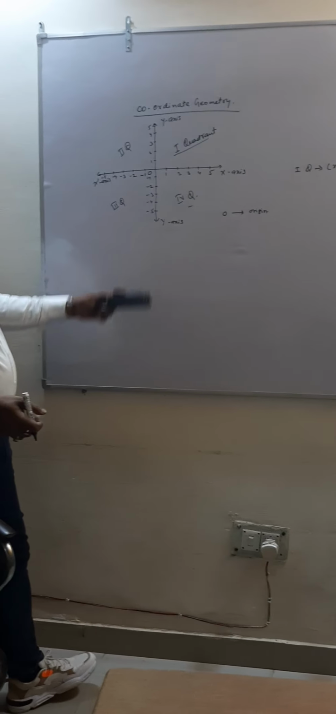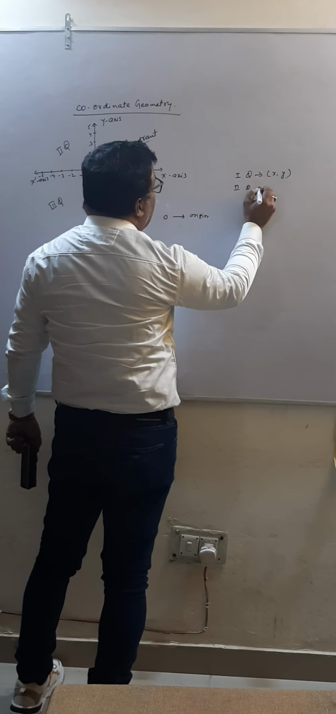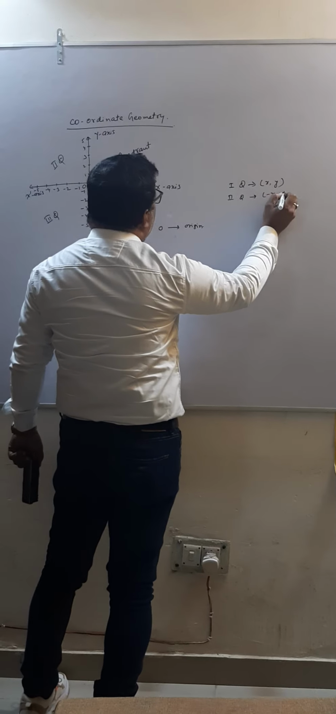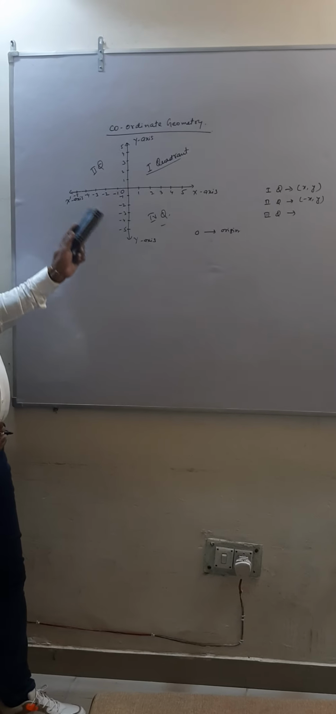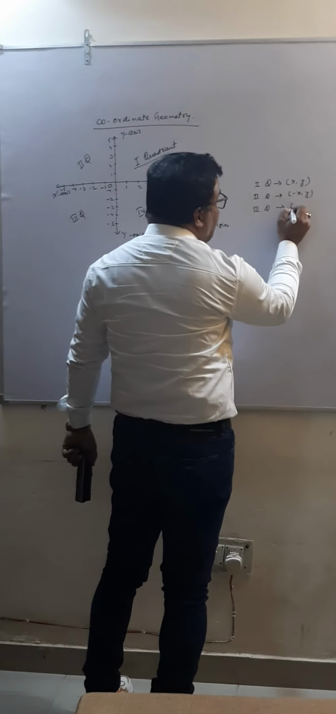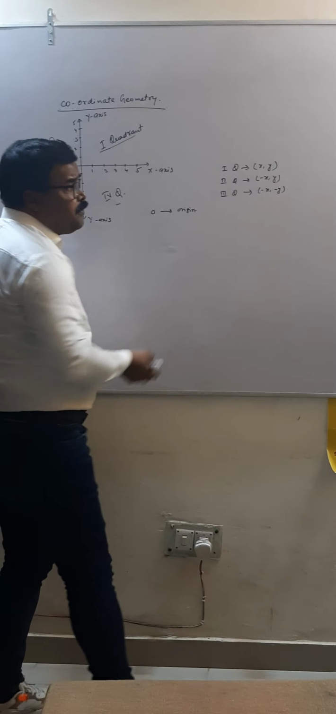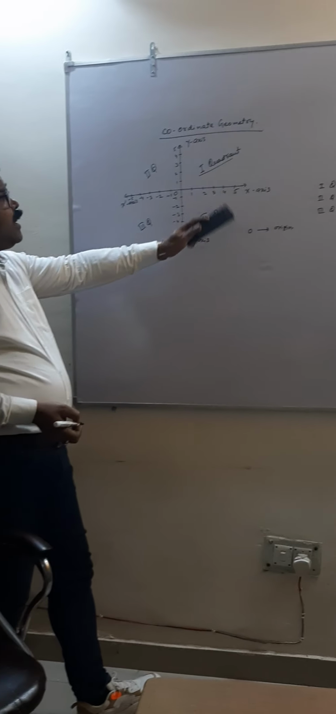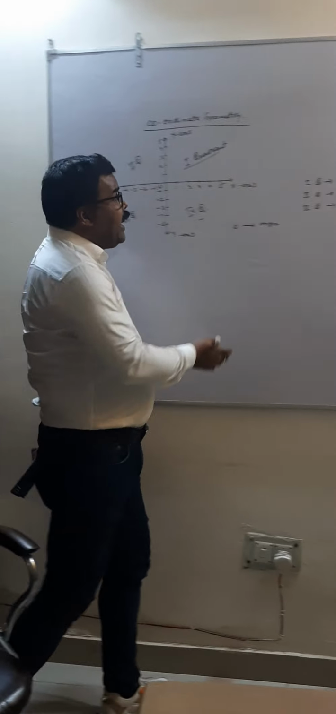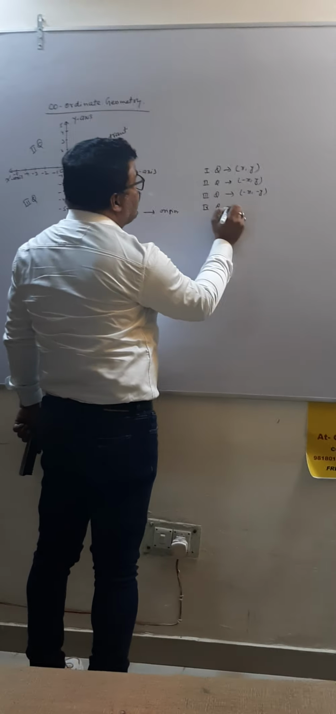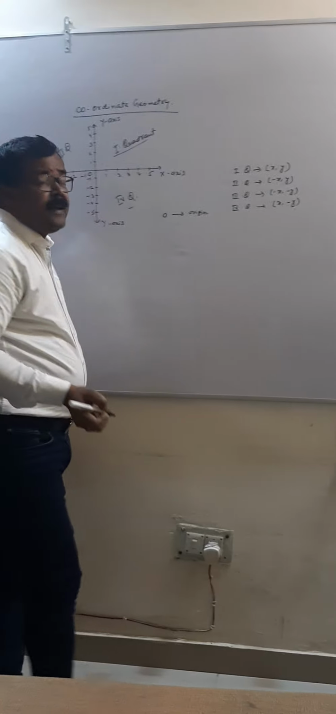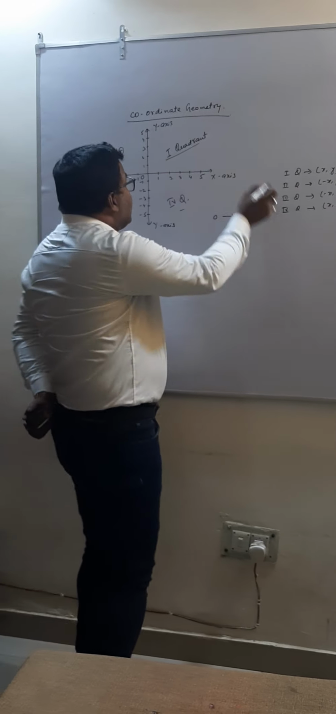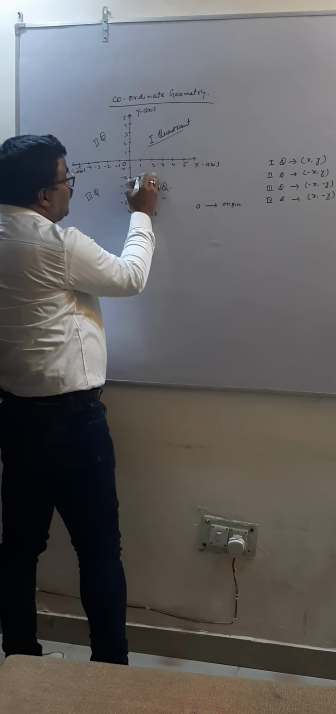What do we see in the second quadrant? X negative, y positive. So in the second quadrant, it is minus x, y. Again, in the third quadrant, what do we see? Minus, minus. So x is also minus, y is also minus. Now, in the fourth quadrant, x is positive and y is negative. Is that clear?